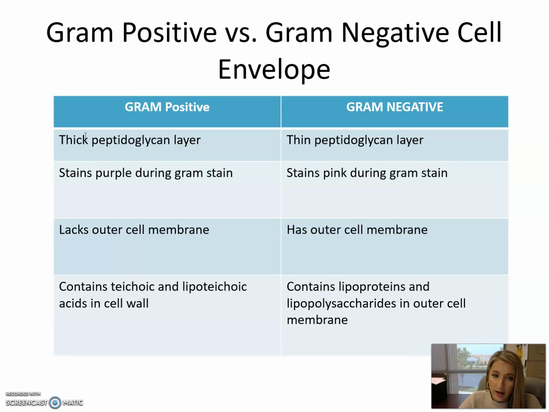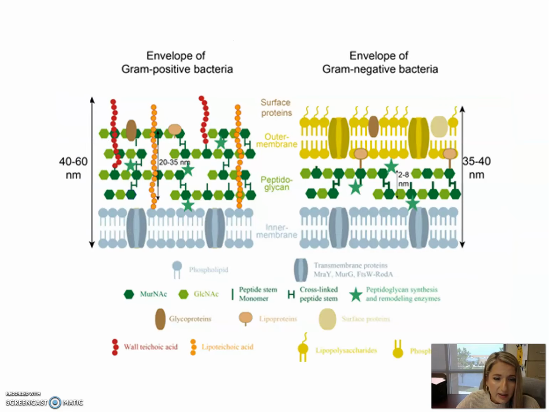Gram-positive bacteria do not have that outer cell membrane. They only have two layers in their envelope, the inner cell membrane, cell wall. Gram-negative bacteria, though, have the three layers in their cell envelope, the inner cell membrane, the cell wall, and then that outer cell membrane. Something that we haven't talked about yet is the last row. Gram-positive bacteria in their cell wall have components called teichoic and lipoteichoic acid, and we can see those here.